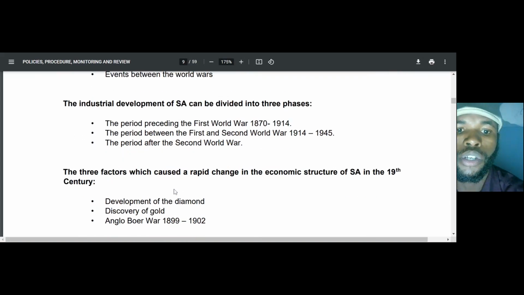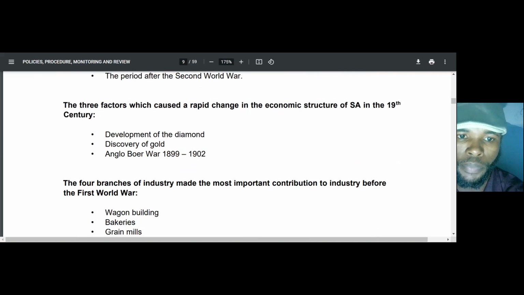The 3 factors which caused a rapid change in the economic structure of South Africa in the 19th century are the development of diamonds, the discovery of gold, and the Anglo-Boer War, 1899 to 1902. You must know them again, the 3 factors which caused the rapid change in the economic structure of South Africa: the development of diamonds, the discovery of gold, and the Anglo-Boer War, 1899 to 1902.